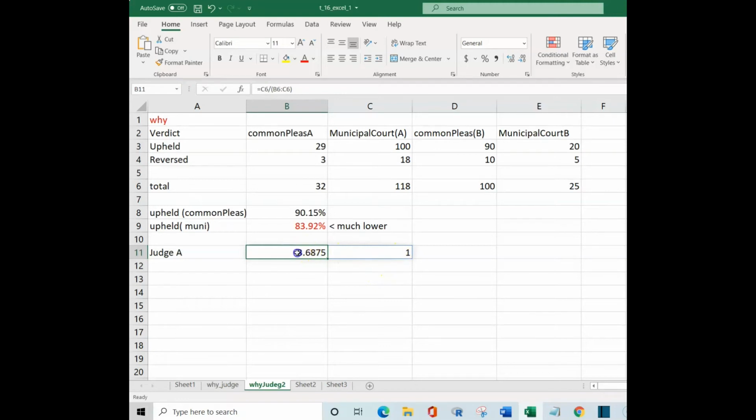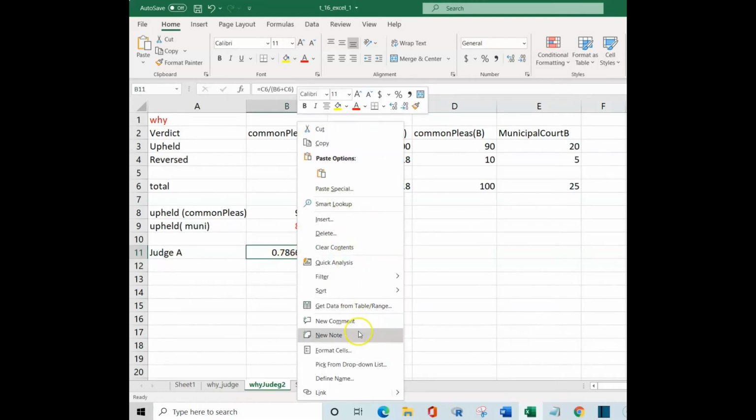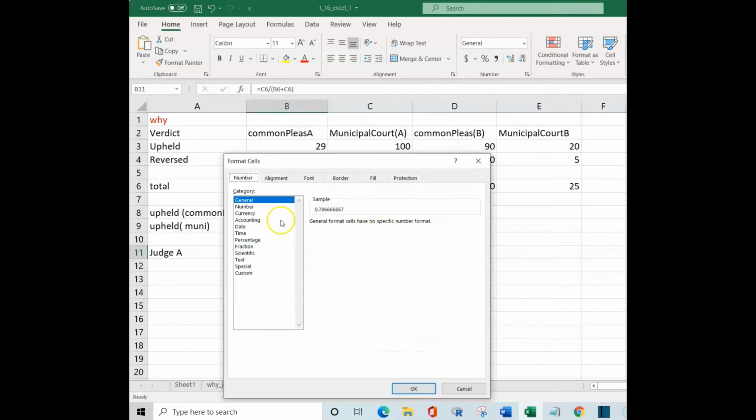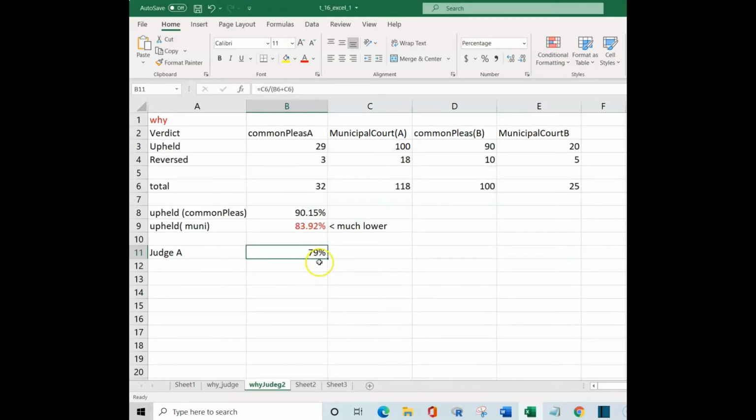Sorry, something's wrong. Let's do it one more time. Okay, so this is equals, and municipal court divided by summation of these two, 32 plus 118. So for Judge A it is roughly, so let's make a percentage. Make it a 0. So it's 78%.